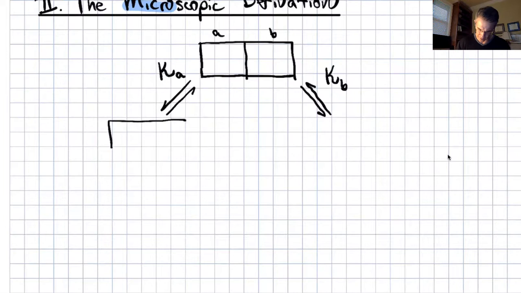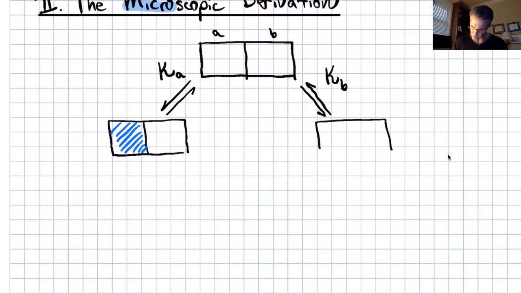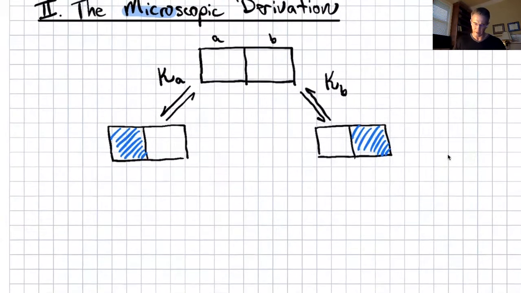And in a detailed sense, what that would look like would be, I don't know, protein bound to the A site, and we'll just mark it this way. Or the protein bound over here to the B site, and we'll just mark it this way. Okay. But we're not done.